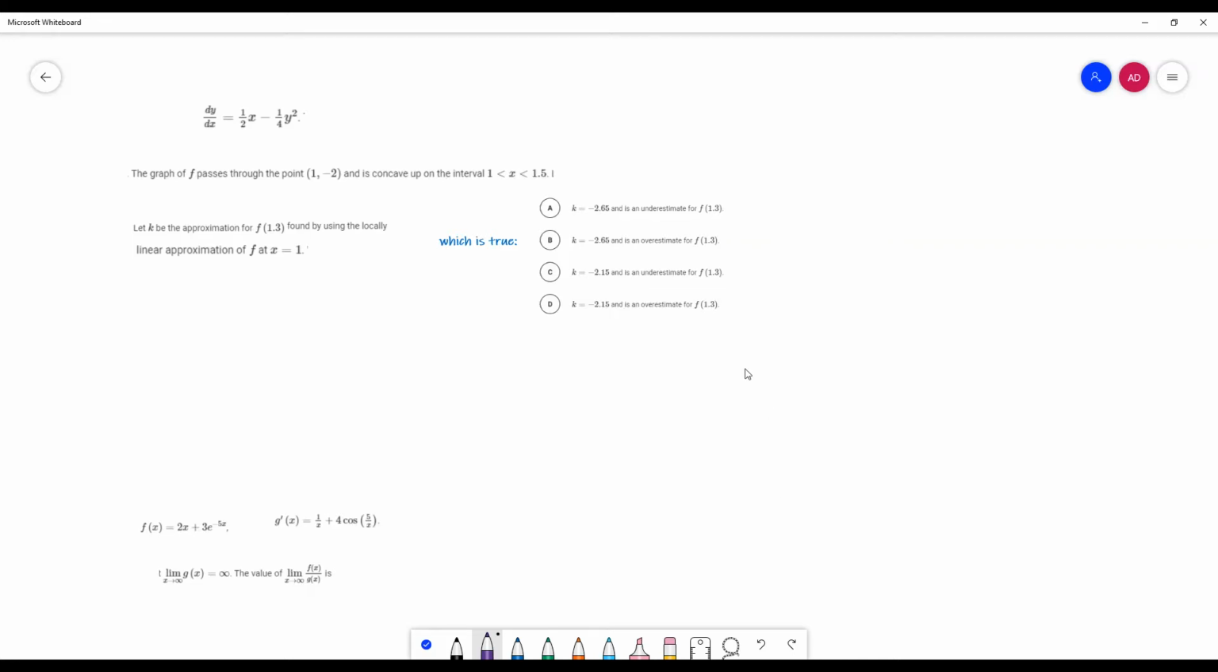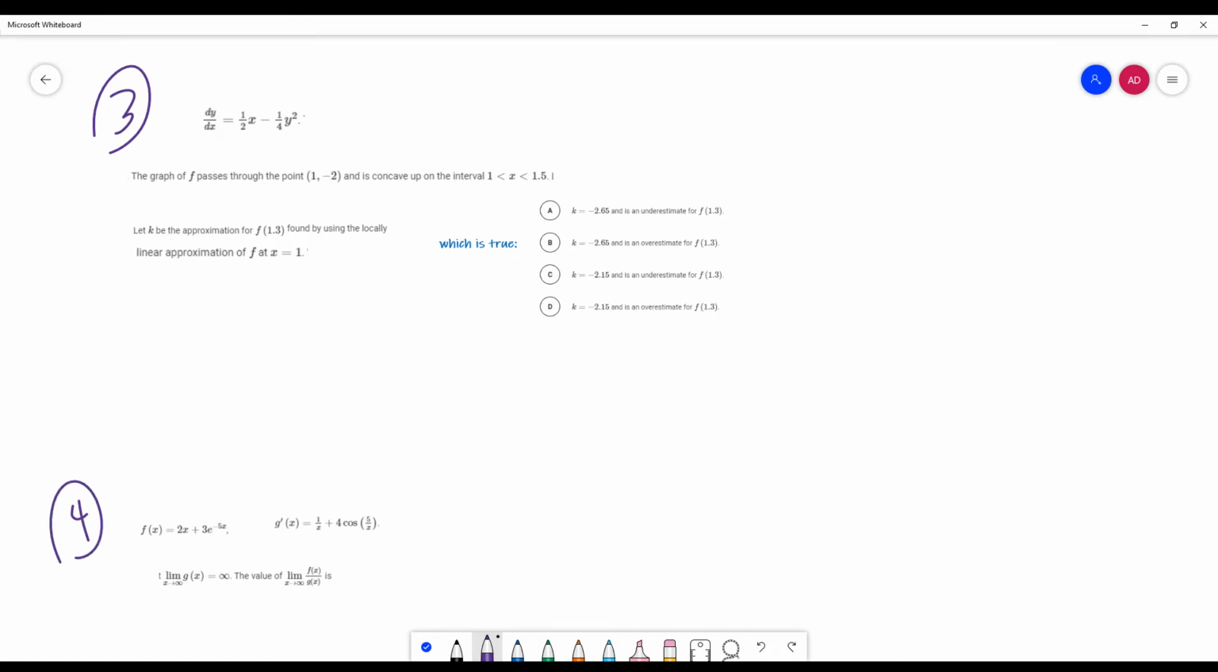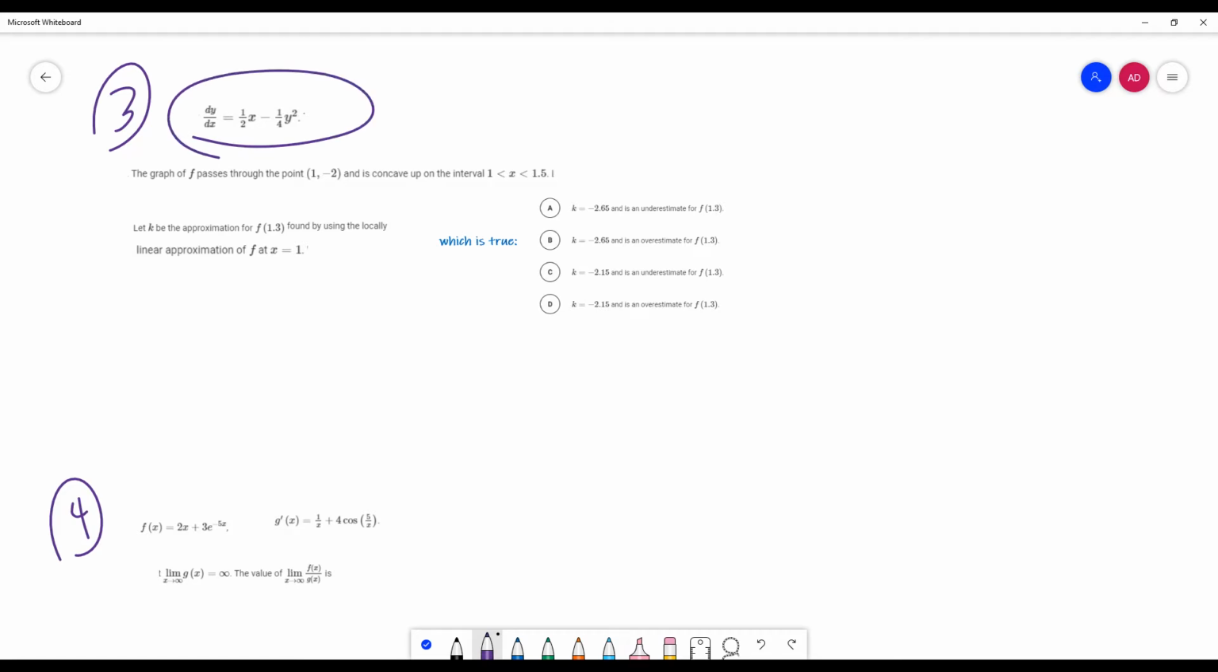Okay, so here is just some little helpful tidbits on numbers 3 and 4, which means I hope after doing these two, you'll be able to do number 7. Okay, so here we go. You're given this function, and you're asked to find the local approximation of f of 1.3.